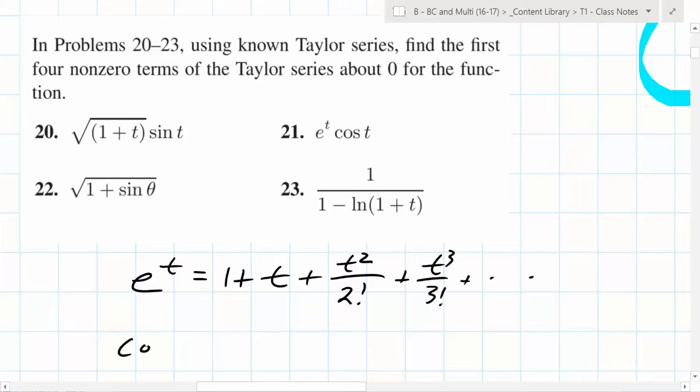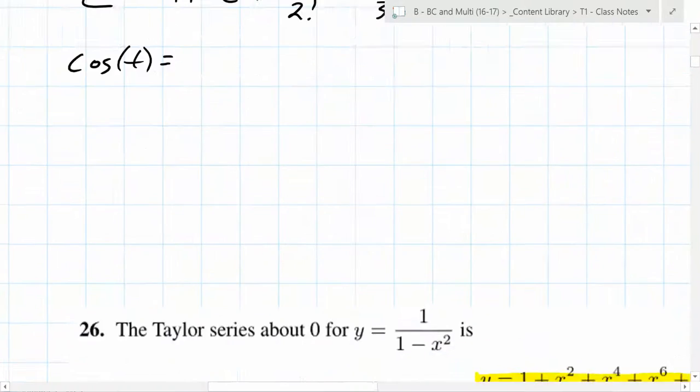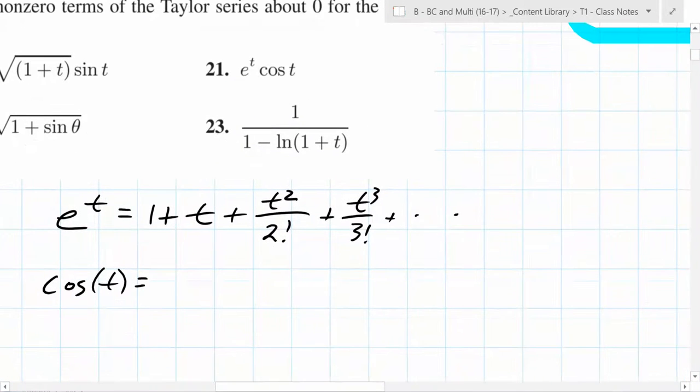What is cosine of t equal to, Chip? What's cosine of t equal to? Who thinks it's 1? It starts with 1 minus what? t squared over 2 factorial, plus t to the 4th over 4 factorial. Like that, right? We're good with that?